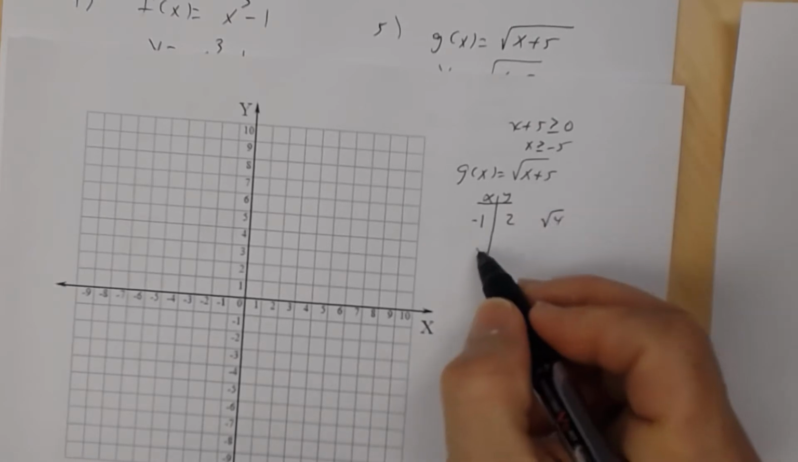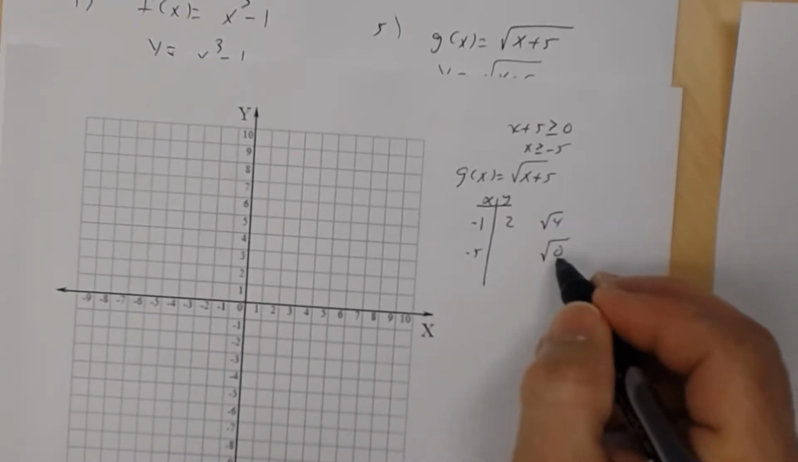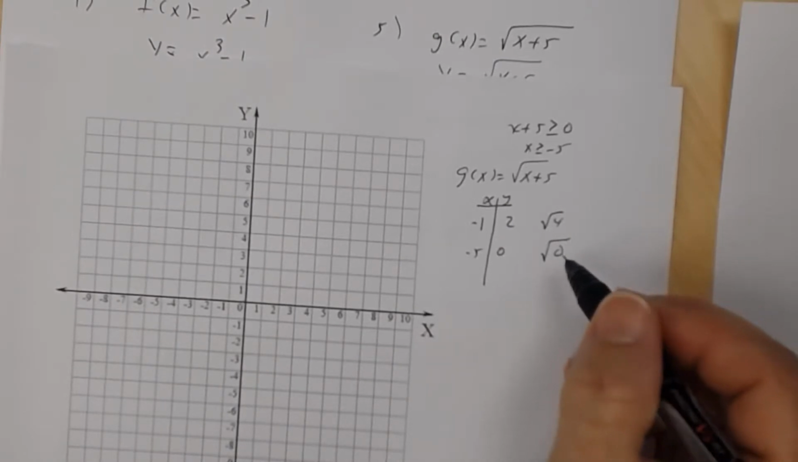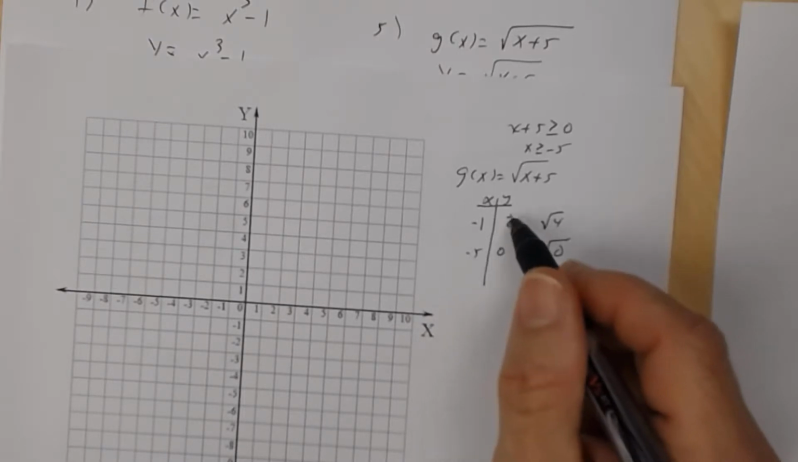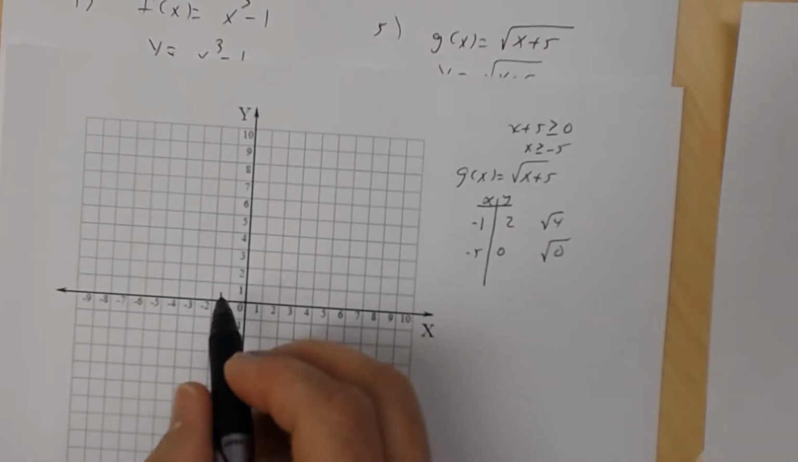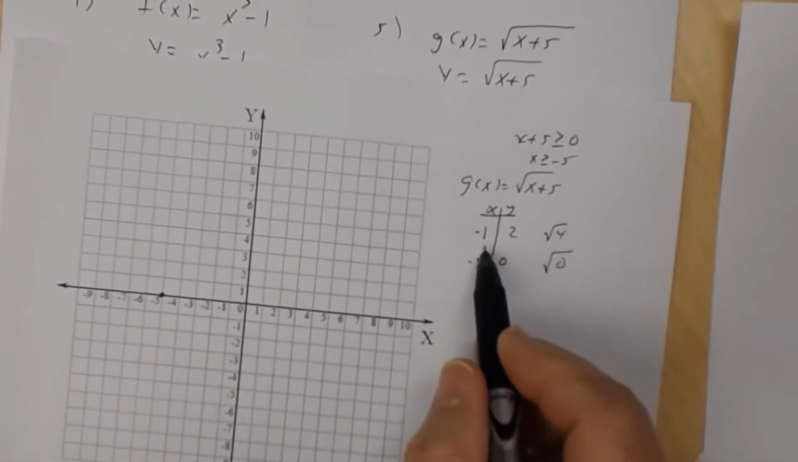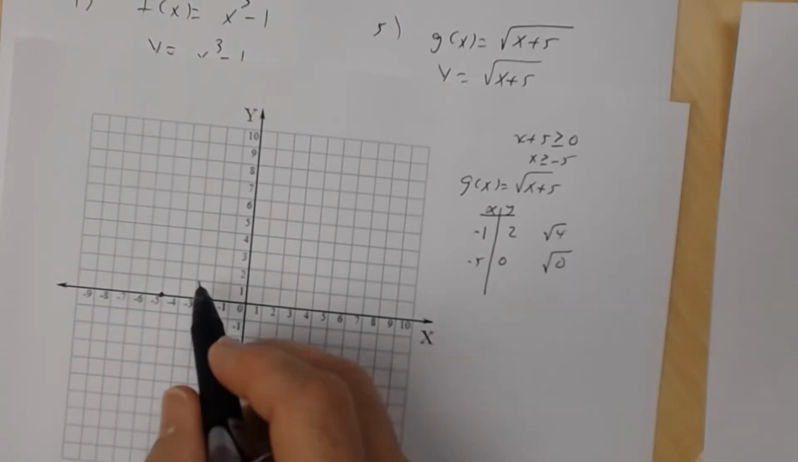So if I choose -5, notice what happens. I get the square root of -5 plus 5, which is 0. So when x is -5, I get the y value of 0. So I get this point here, -5, 0. If x is -1, I get the square root of 4, which is 2.